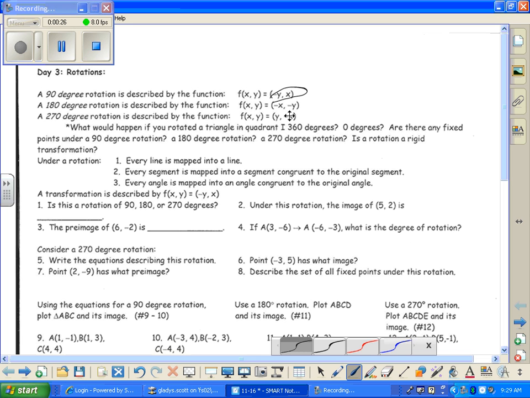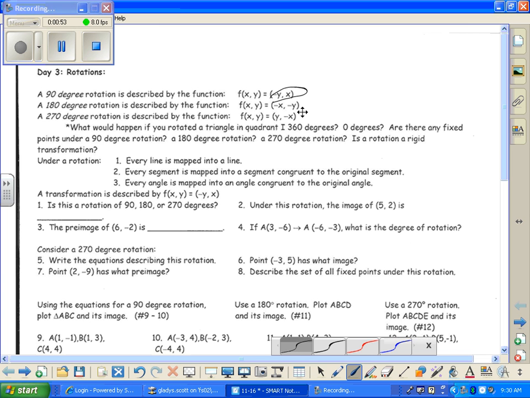For a 180-degree rotation, you are changing both things, but you don't change the order of it. So that means that both numbers become negative now. And for a 270-degree rotation, you change the order again, but the negative is on the x. And of course, 360 is just (x, y) like in the beginning.